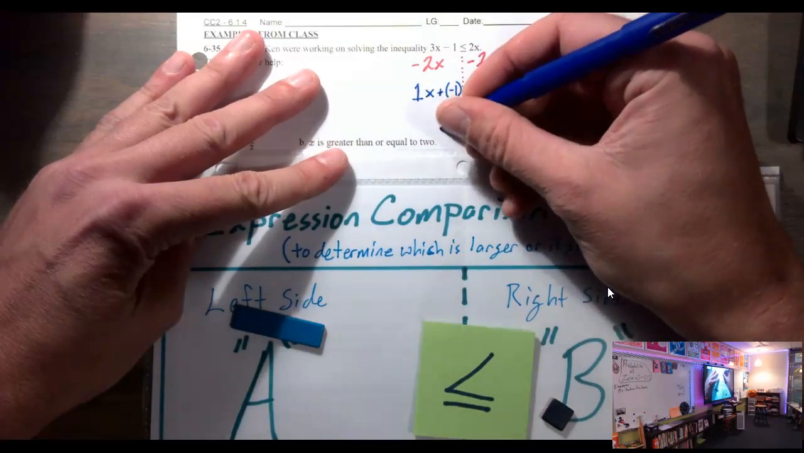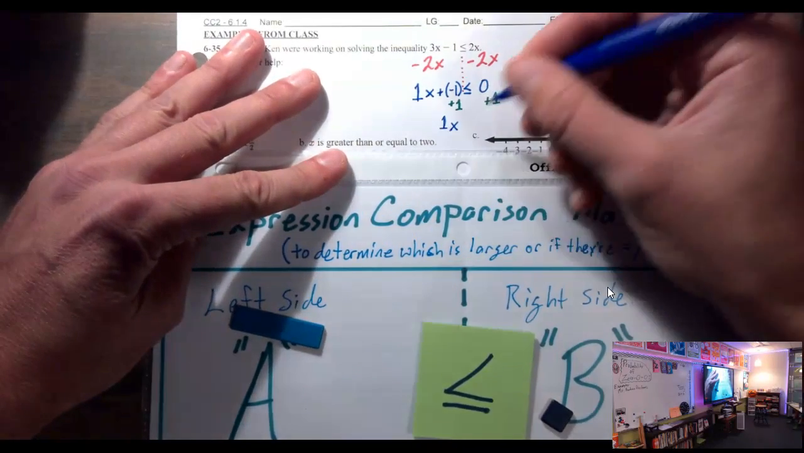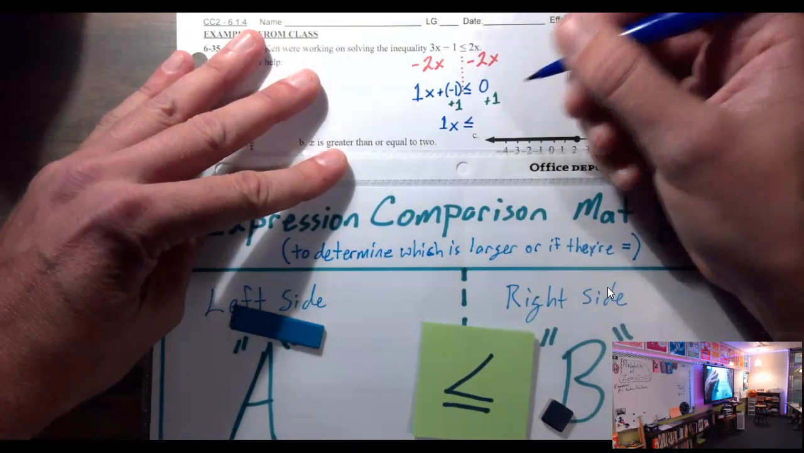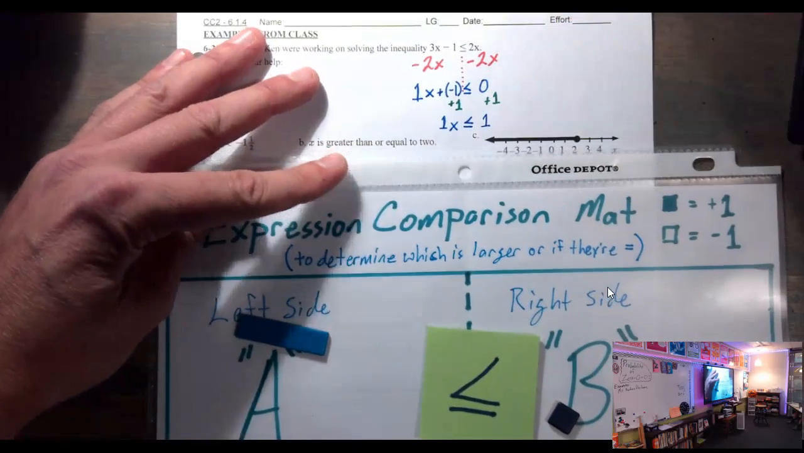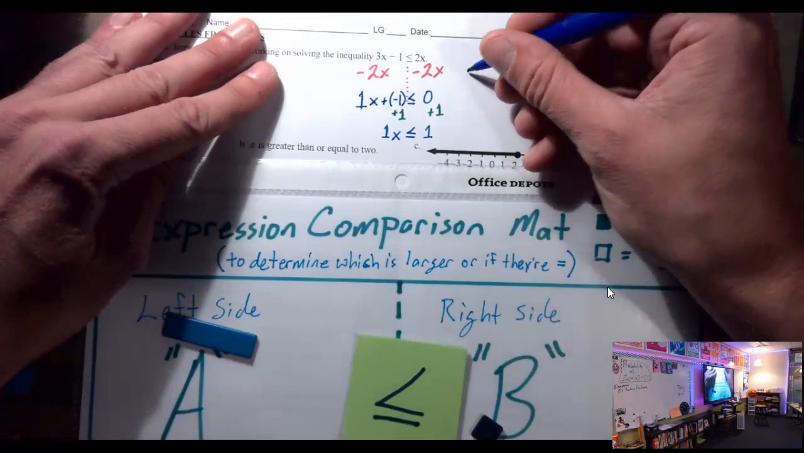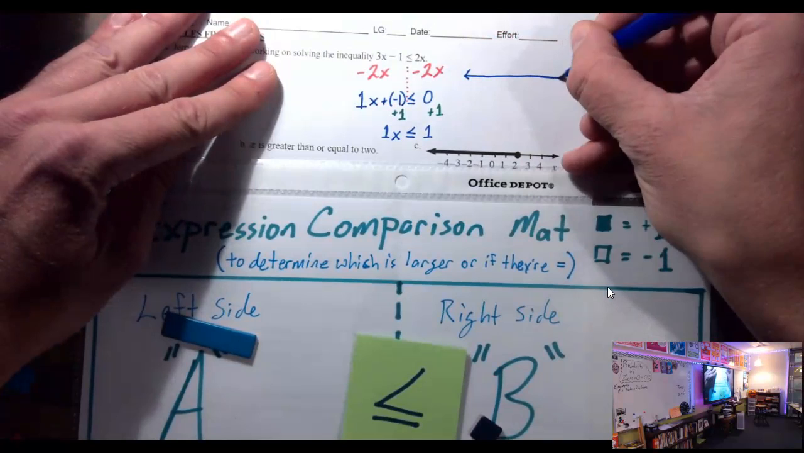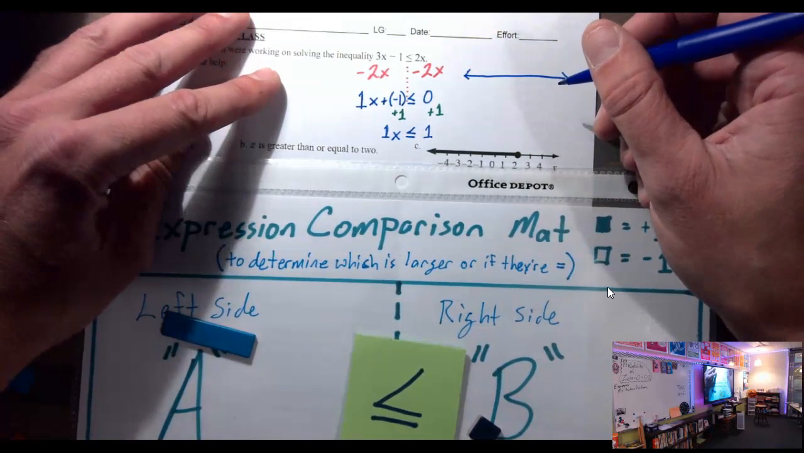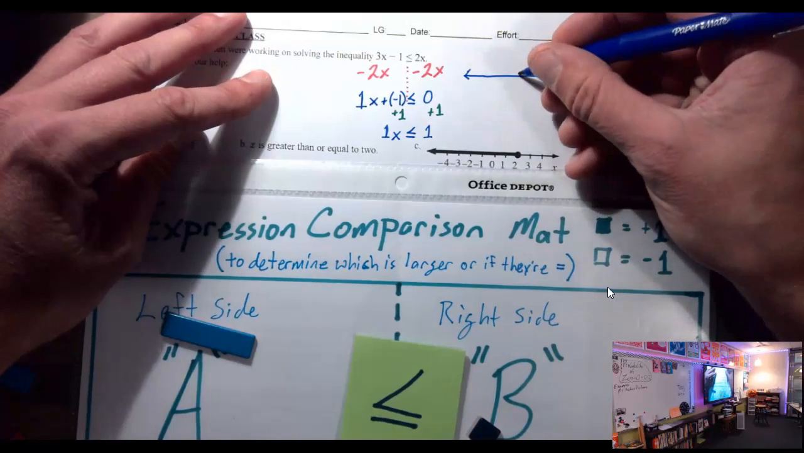1x, or we could just say x is less than or equal to 1. And then we can graph it, like we said yesterday. This is balancing an inequality, and more so not balancing, but solving is what we call this.